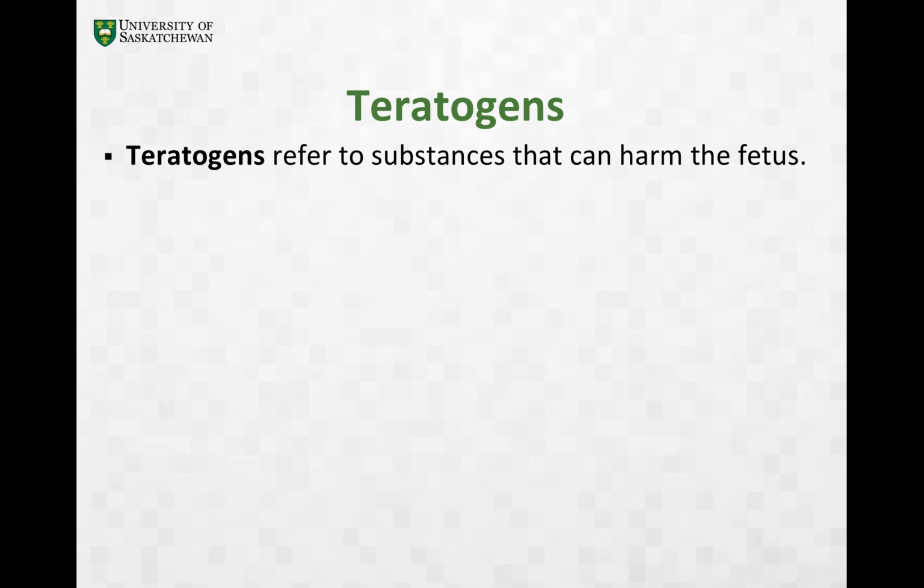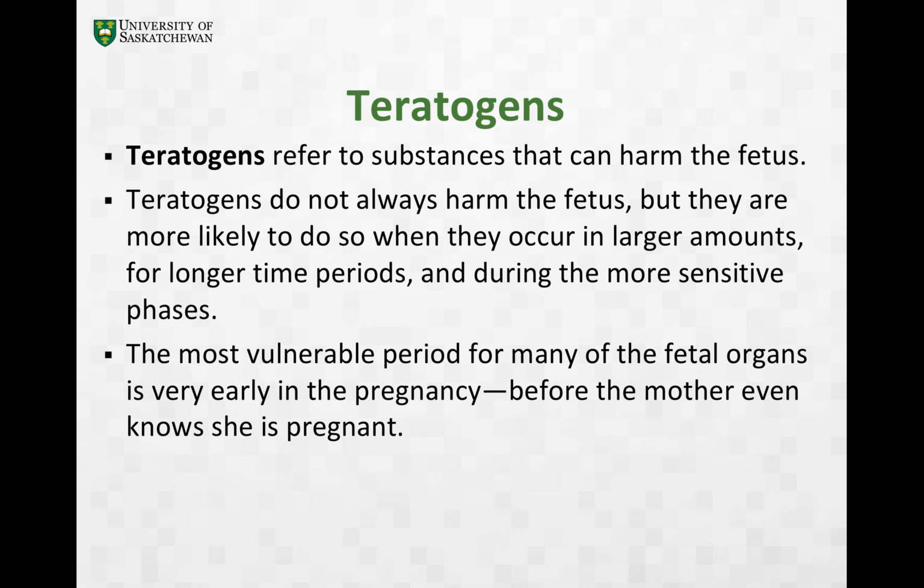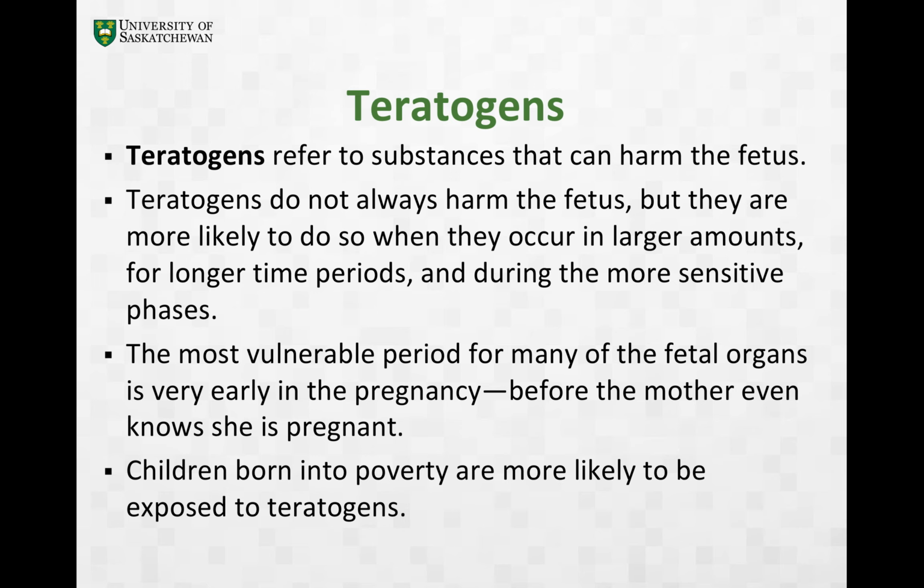So, when we are talking about teratogens, what we're talking about are any substances that can harm the fetus during development. Now, teratogens don't always harm the fetus directly, but they're more likely to do so when they occur in larger amounts, for longer time periods, and during the more sensitive phases of development. Now, the most vulnerable period for many of the fetal organs is very early in the pregnancy, before the mother even knows that she is pregnant. Now, one of the things that is very difficult for us is the reality that children born into poverty are more likely to be exposed to teratogens. And I'll talk about that more in just a little bit here.